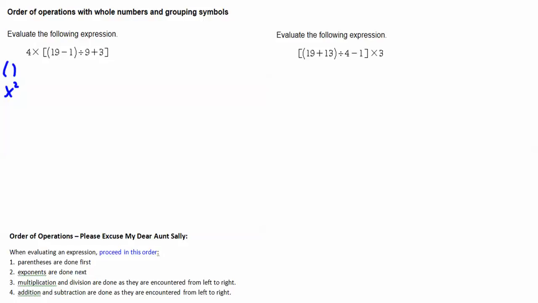Exponents is the second level of operations. Multiplying and dividing, or dividing and multiplying, whichever comes first. And then addition and subtraction, or subtraction and addition, whichever comes first from left to right.